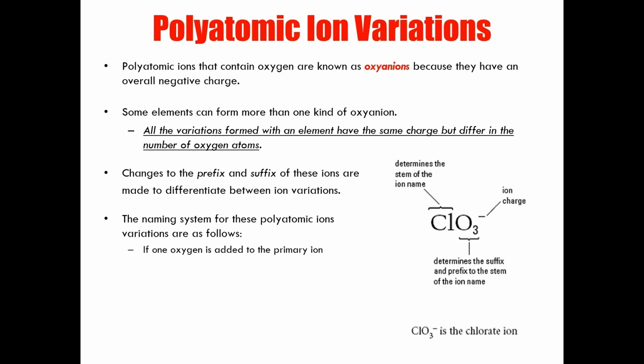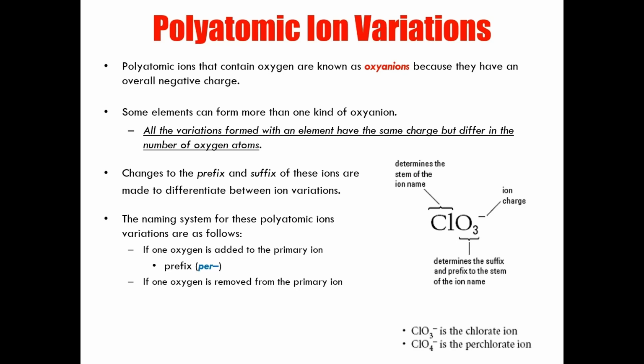If one oxygen atom is added to the primary polyatomic ion, and when we say primary, we mean the main type, one of the 5 primary polyatomic ions I taught you at the beginning of this package, and so in this case, chlorate. If I add one oxygen, I have to add the prefix to the name per. And so this ion would now be called perchlorate. And you can see that the only variation here is the addition of one more oxygen atom.